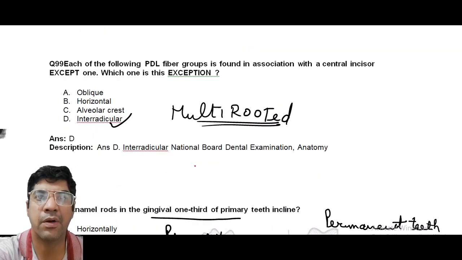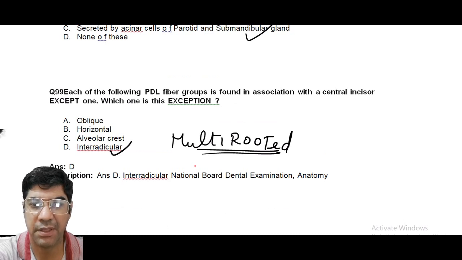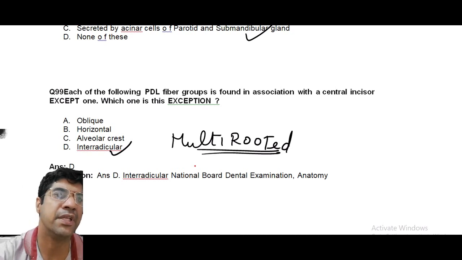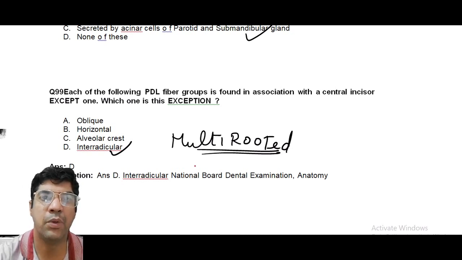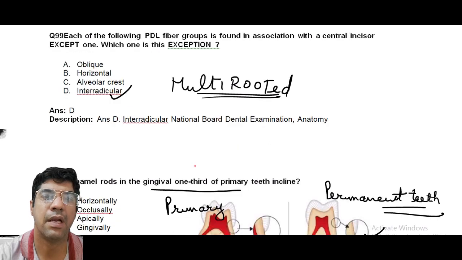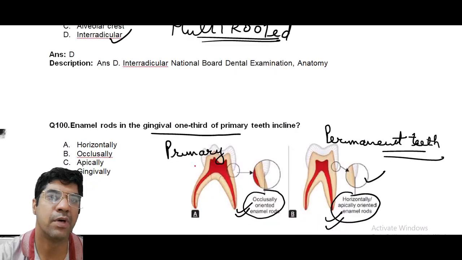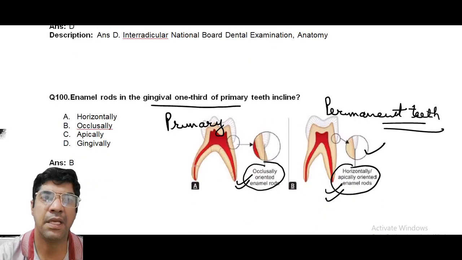Each of the following periodontal ligament fibers is found with the central incisor except? The answer is interradicular. They are not associated with central incisors. They are interradicular fibers. They are associated with, remember, multi-rooted teeth like the molars, to stabilize the roots. So answer is D.